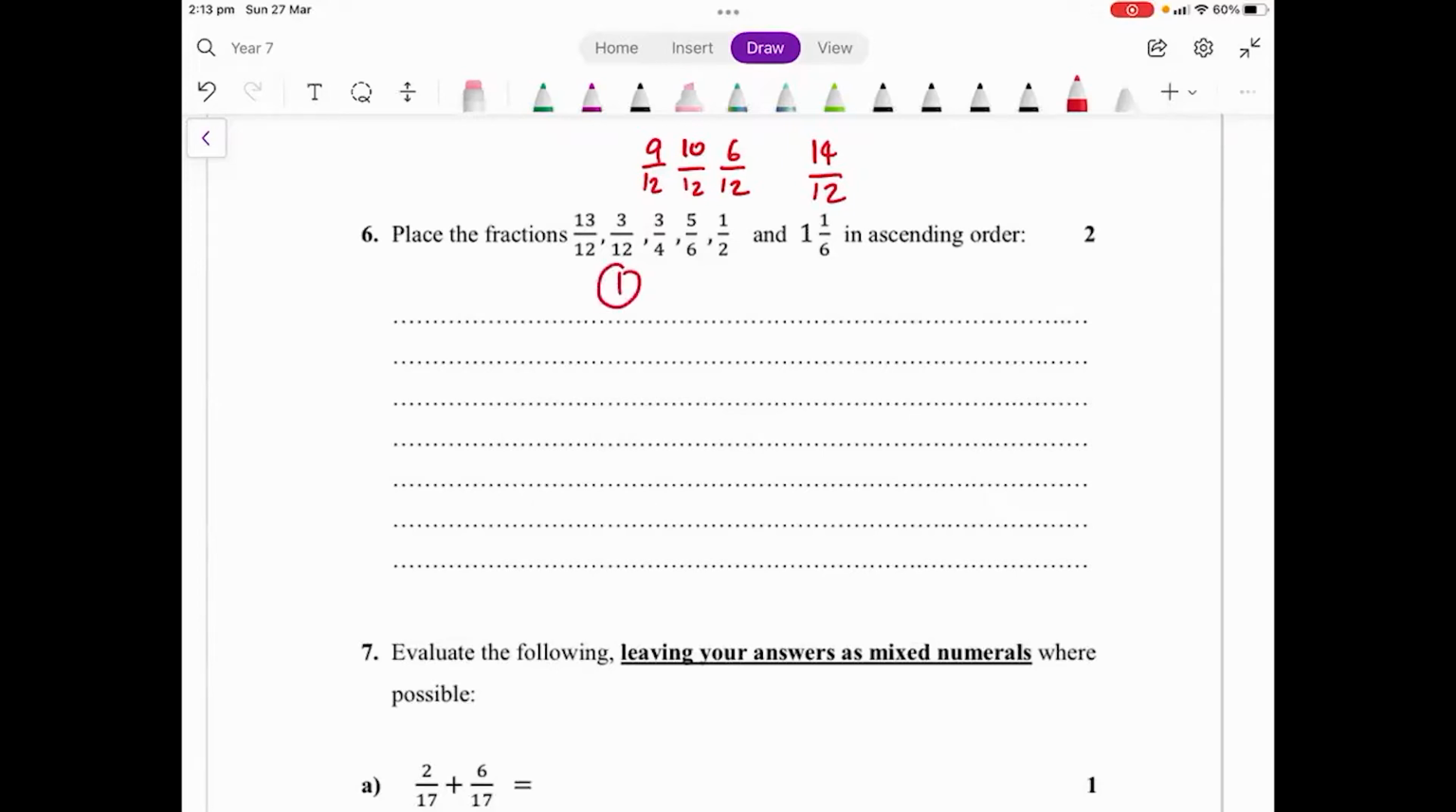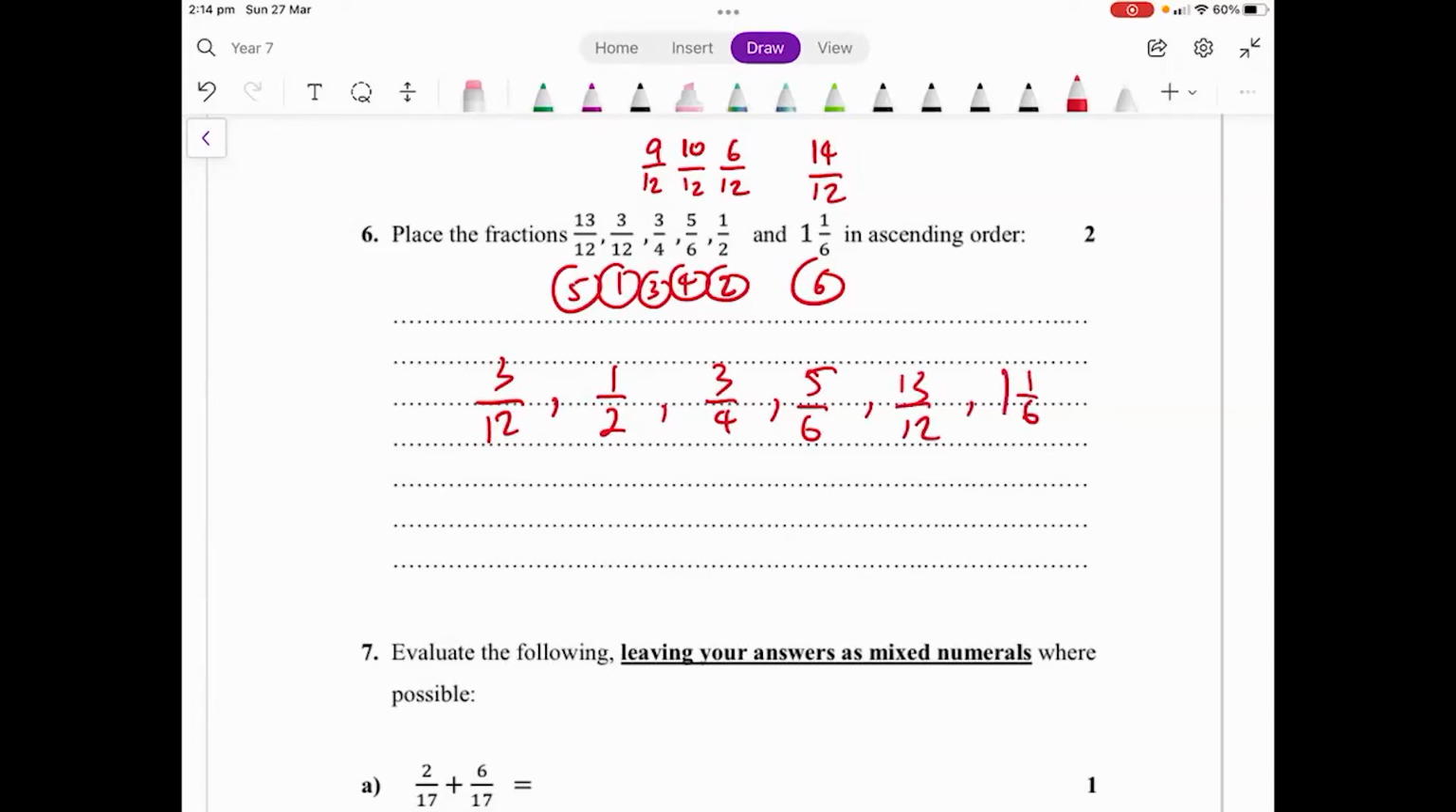However, when I answer it, I cannot use those figures. I need to use the original numbers that were given in the question. So when I put my answers in order, I need to write 3 over 12 first, 1 over 2 second, don't write 6 over 12. Then I write 3 over 4, not 9 over 12, you must write 3 over 4. Then 5 over 6, 13 over 12, and 1 and 1/6.